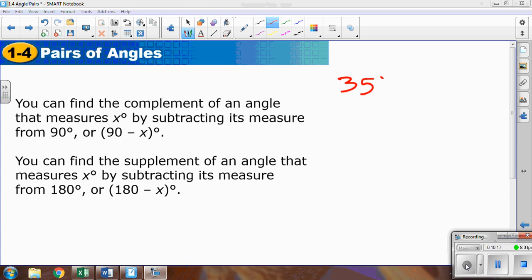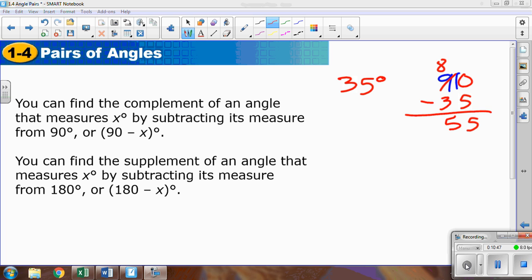Let's say I have a 35-degree angle. How big is its complement? That is, how big is the other angle that would get you up to 90? All you have to do is subtract off the first angle, and you get the complement. It would be 55.